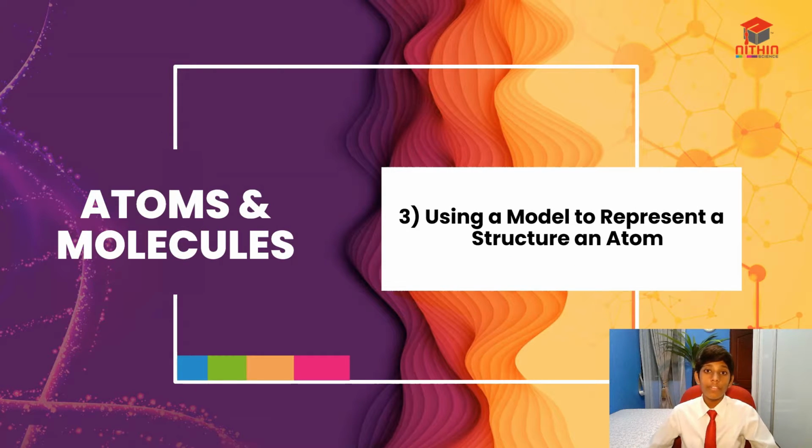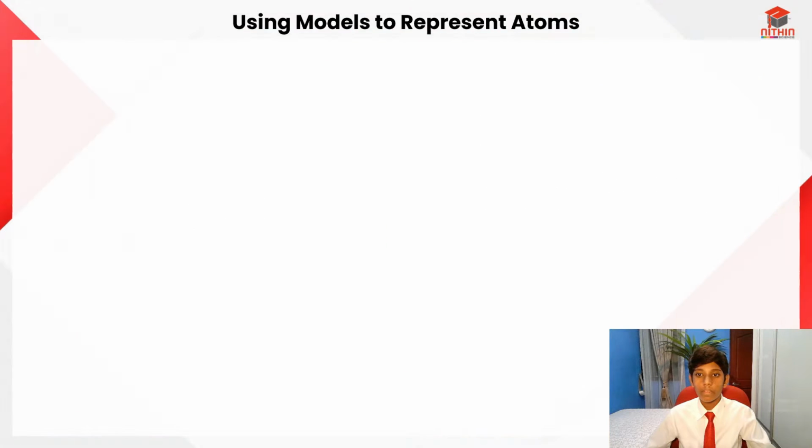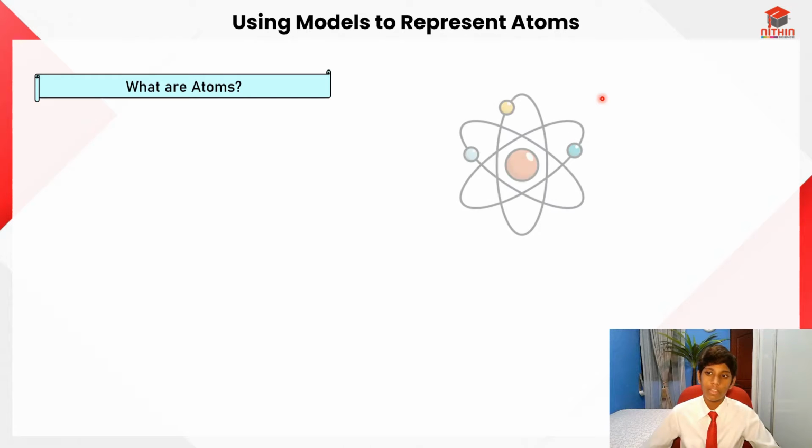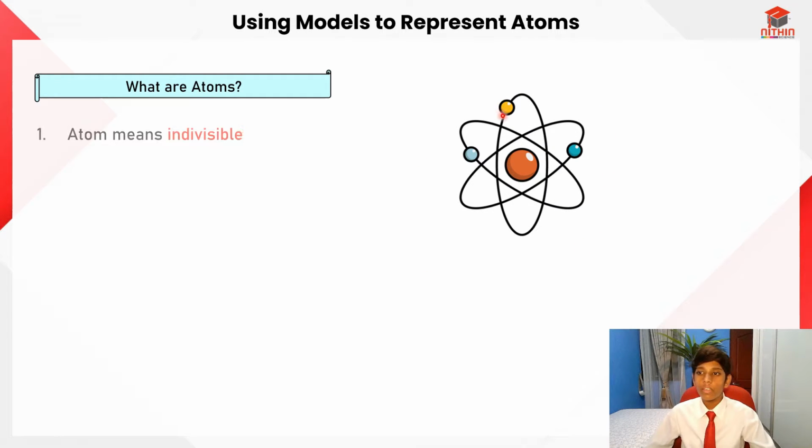Okay, so for the third segment of this video, I'll be teaching you how to use a model to represent the structure of an atom. Okay, so let's get on with it. So how do we use models to represent atoms? First of all, we have to know what atoms are. Okay, so this is the big question. What are atoms? So this is what an atom looks like. Atom means indivisible. Atom is actually not an English word. It originates from somewhere else, and it actually means indivisible.